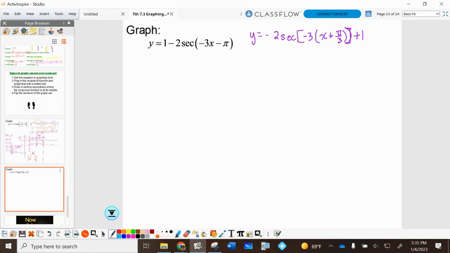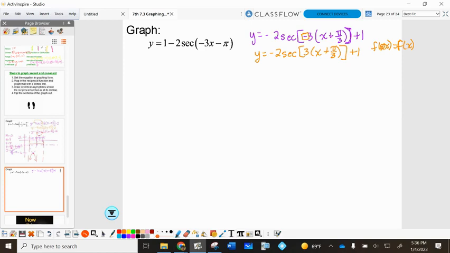Okay, it's still not in graphing form because we have a negative b value, so we've got to deal with that negative b value. We said that this function is even. Remember that for even functions, f of -x is the same as f of +x. So if we have a negative b value, we can just drop the negative, okay? So we can just drop it. So this becomes y equals -2 secant +3 x plus pi over 3 plus 1, okay? Using those even properties to handle that negative b value.